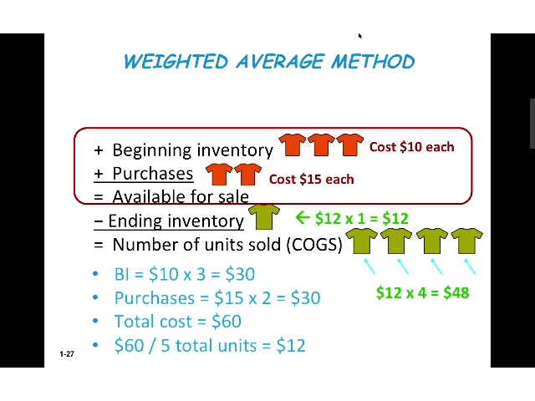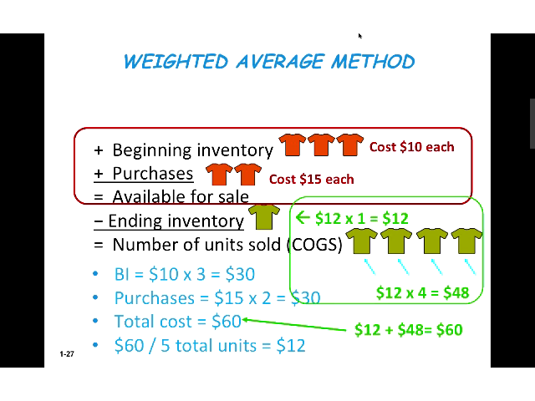So if I have my $12 in ending inventory plus my 48 of cost of goods sold, I'm back to the total cost of $60. Again, I could have gotten just my ending inventory, the $12, one unit is $12, and subtracted it from my original total cost of $60 and gotten 48 that way.